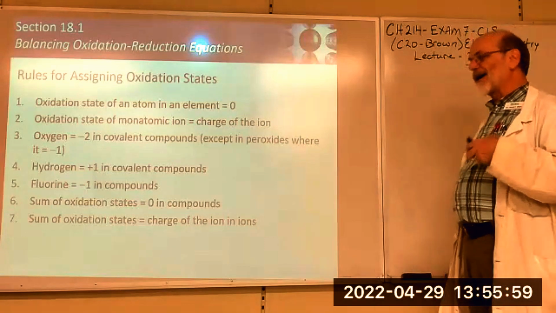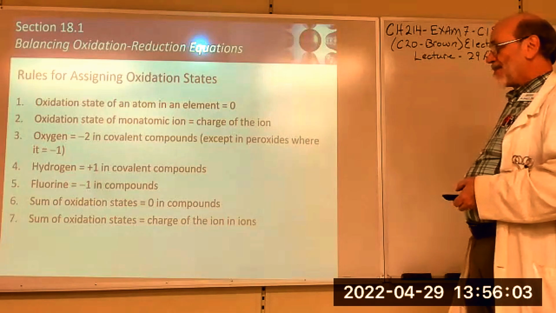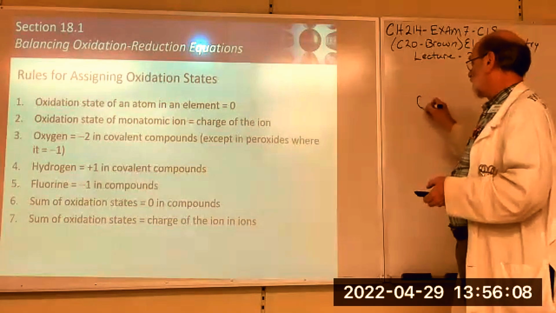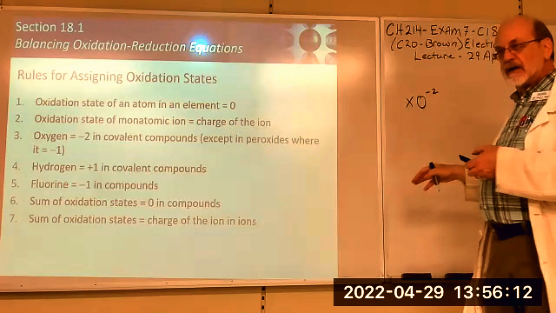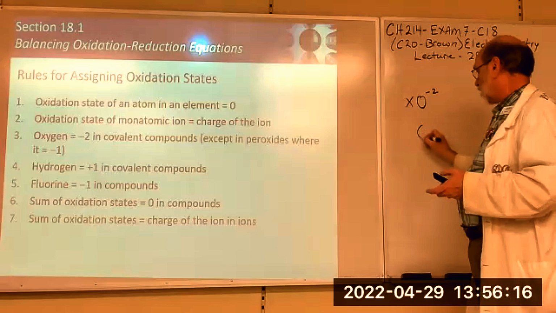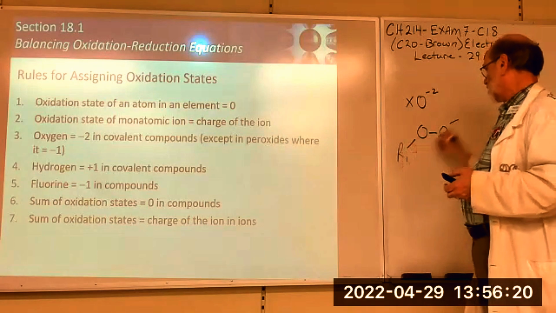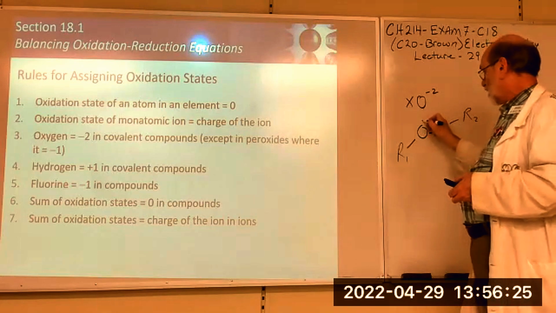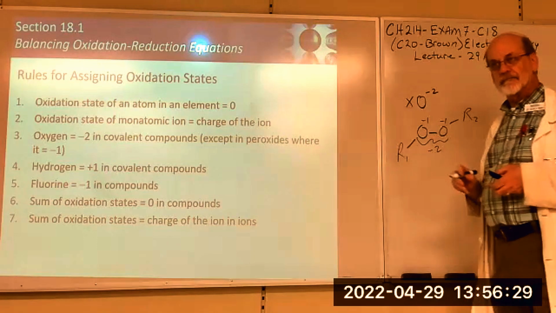If you have oxygen in a compound, any compound as a matter of fact, we take its oxidation state as -2. So it may be combined with something else. It's -2 unless it's combined with itself and then bound to something else. In that case, it's a peroxide, and each one of these is -1. So that means the whole thing is -2.